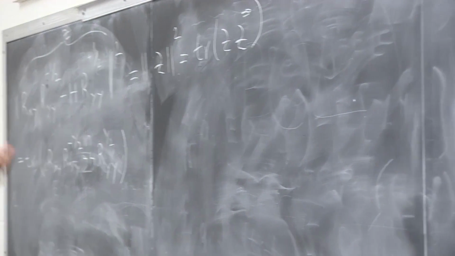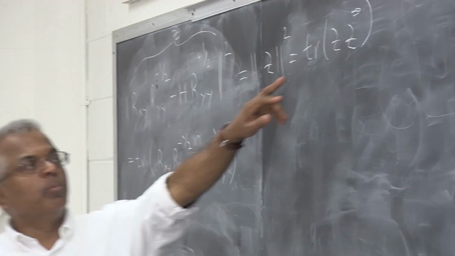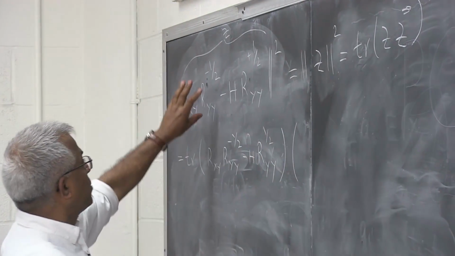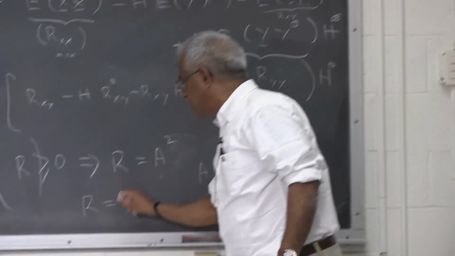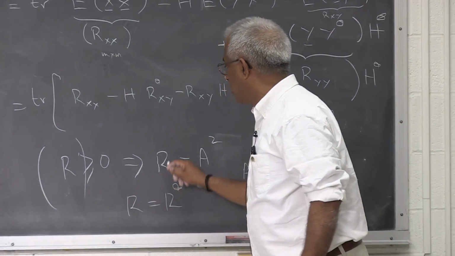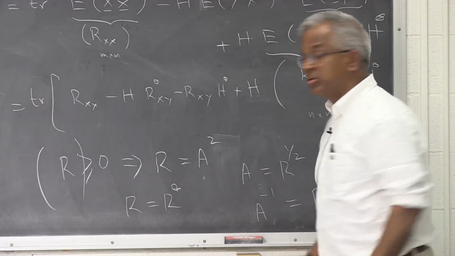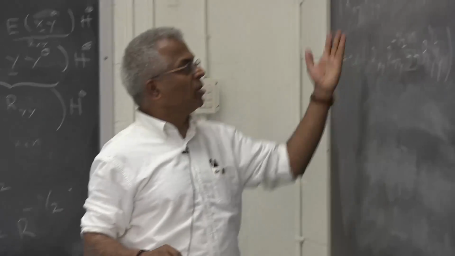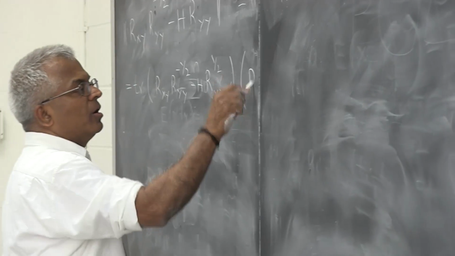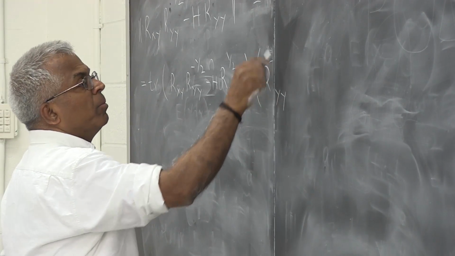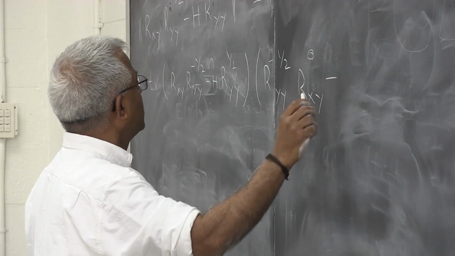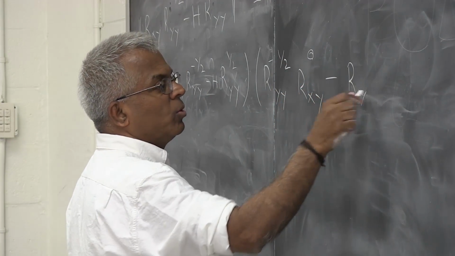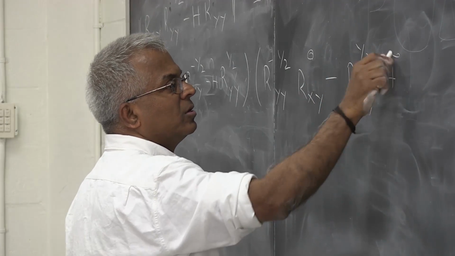And let me multiply by the complex conjugate of that. When I multiply by the complex conjugate, remember R already has the property that R is R star. So this will come on this side, right? So this will be RYY minus half RXY star minus the other way RYY half H star. Now I need to multiply the whole thing together.